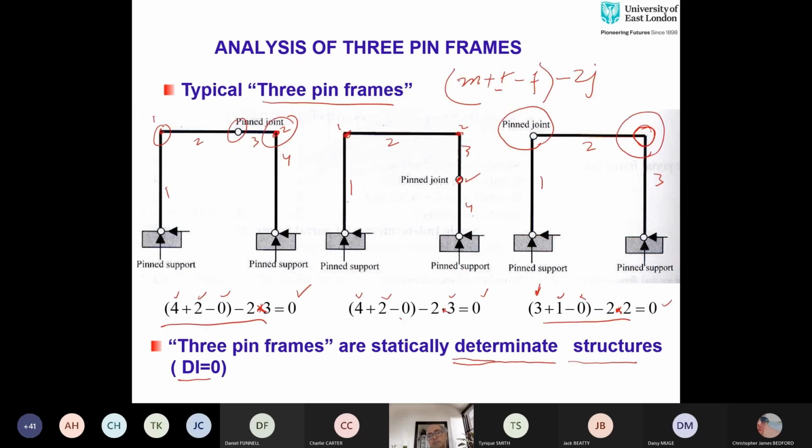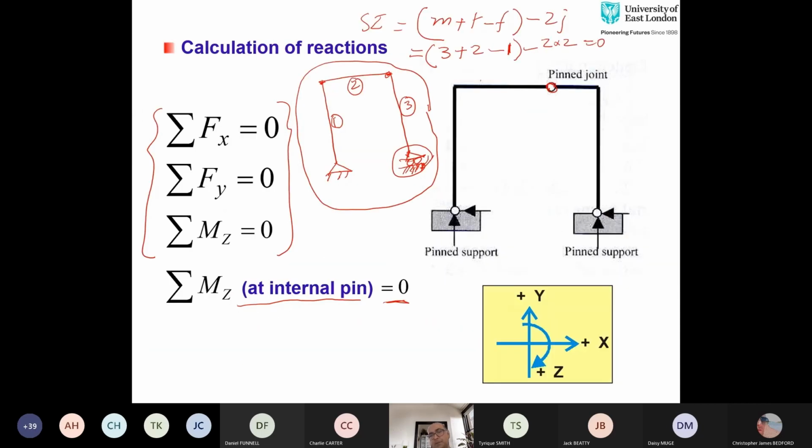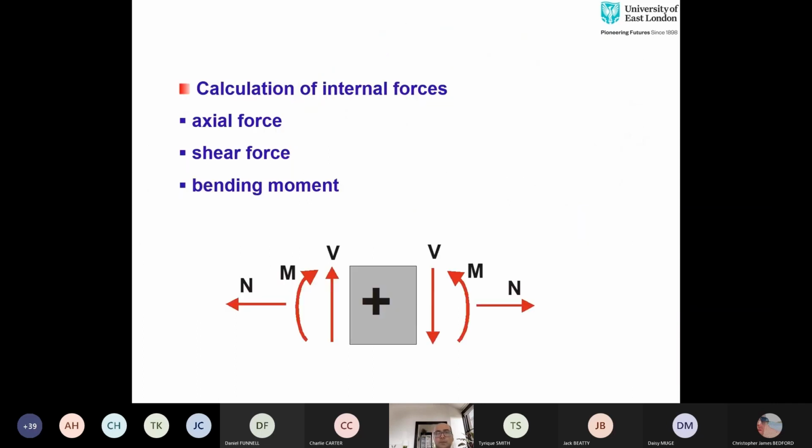This means that we can analyze them using the methods that we already know, that is equilibrium equations. And remember that vertical forces are positive upwards and horizontal forces are positive rightwards, and moment is clockwise positive. Calculation of internal forces, we have axial forces, we have shear forces, and we have bending moment. And remember that if we are starting from left side, upward shear forces are positive and clockwise moments are positive from left. The reverse is true if you are starting from right side. Downward is positive, rightward is positive, and anti-clockwise moments are positive.